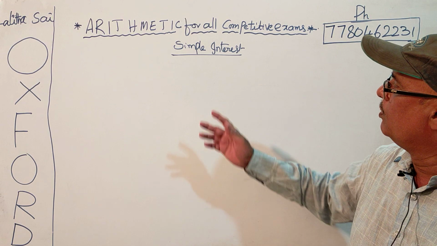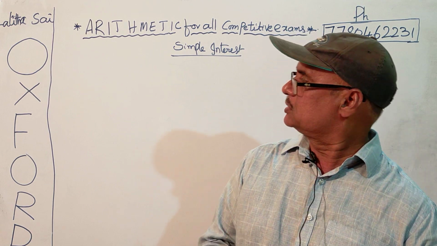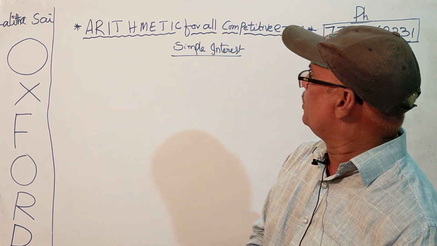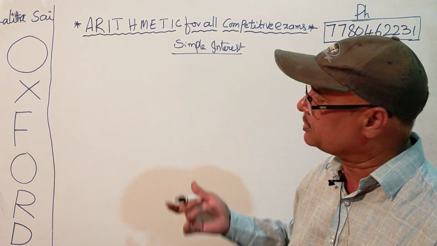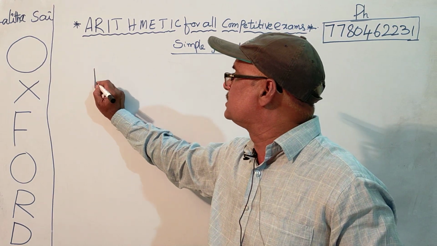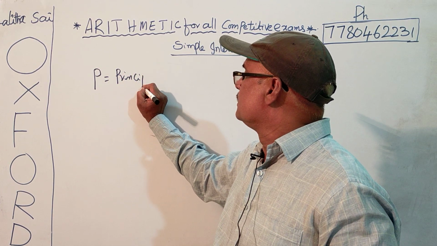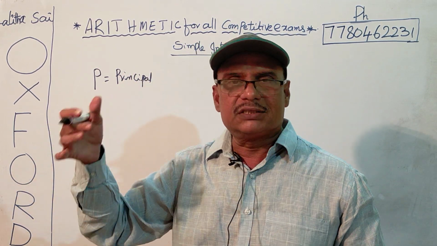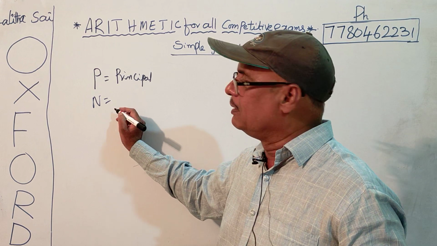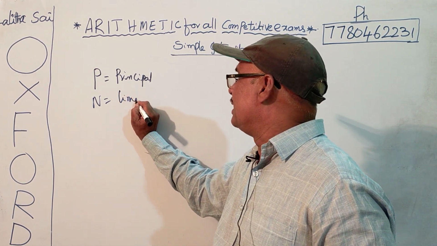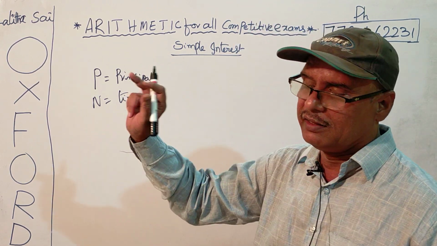Okay friends, now I am going with the formulas for simple interest. What are the formulas and what is there with simple interest? So the first main thing is the terminology. Let us go with the terminology. First is P. P means the principal. Principal means the sum borrowed or sum lent, whatever it may be. That is principal. Then N, I am taking it as N, that is time in years.